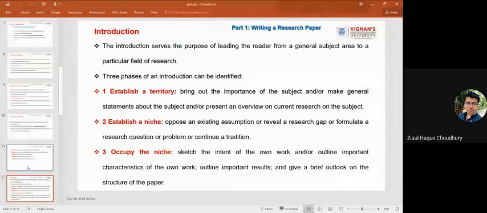which have to be displayed in the introduction part, so that a reader is able to analyze what topics are carried forward in this research article. So it is very, very important.